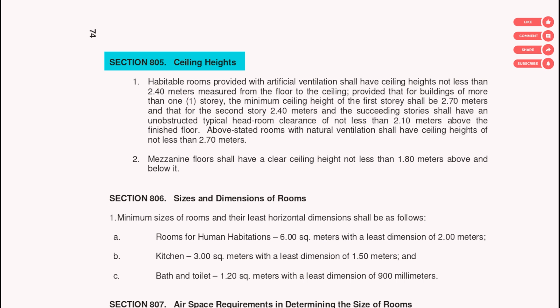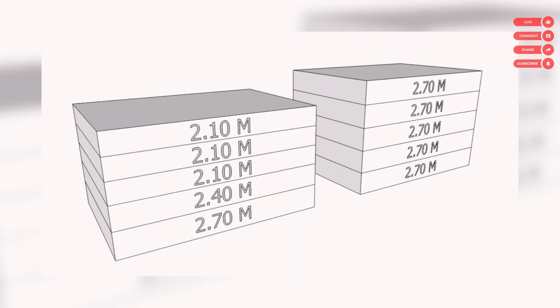There are some instances where 2.4 is acceptable. Again, basta artificially ventilated and wala nga proposed, pwede ka mag 2.4 sa ground floor. That's all I'm saying, and that's pretty important, I think. Okay? So, ito, pero kung multi-story building, yeah, 2.7 tayo sa ground floor lagi, whether artificially ventilated or naturally ventilated.